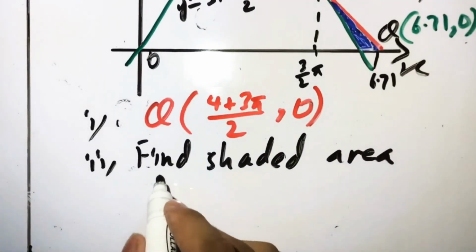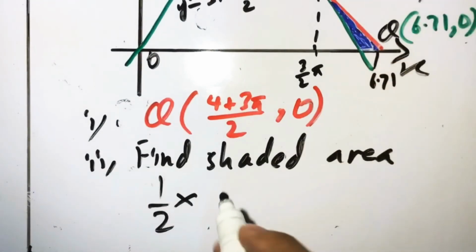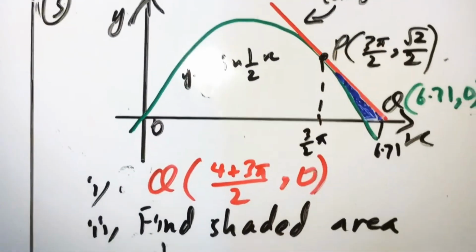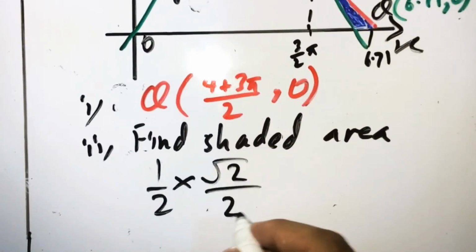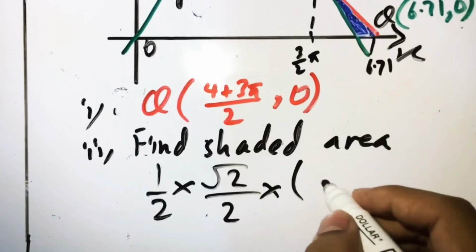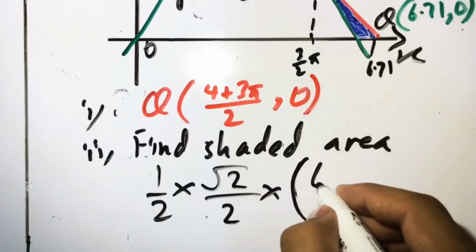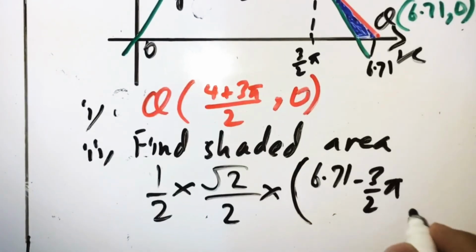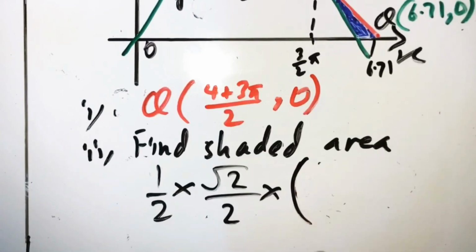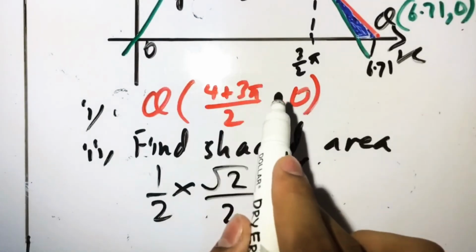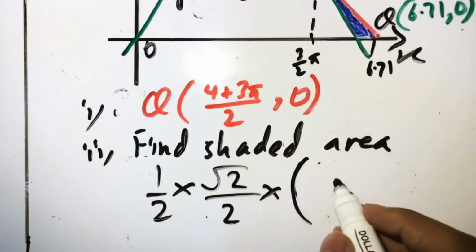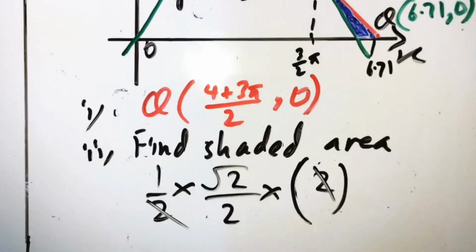For the area of the triangle, half into height is under root 2 upon 2, that is this point, into the base is 6.71 minus 3 upon 2 pi. This is equal to, if we take the value of 6.71 as 4 plus 3 pi upon 2 minus 3 upon 2 pi, the answer will come 2. So 2 and 2 are cancelled. The area of the triangle is under root 2 upon 2.